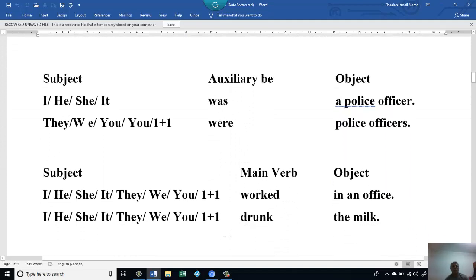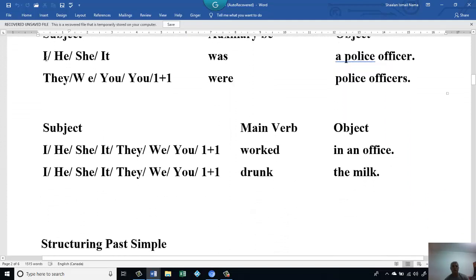Okay, how are we going to make simple past? I have a subject: I, he, she, or it. Then I use the auxiliary verb was with those subjects. For example, I was a police officer, or he, she was a police officer.